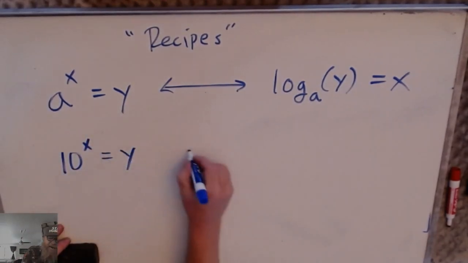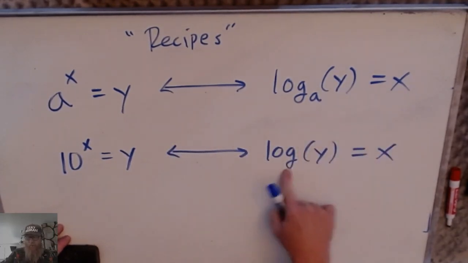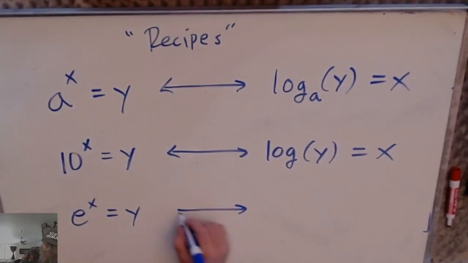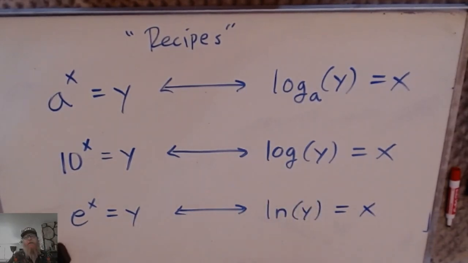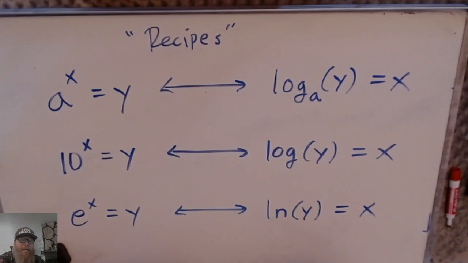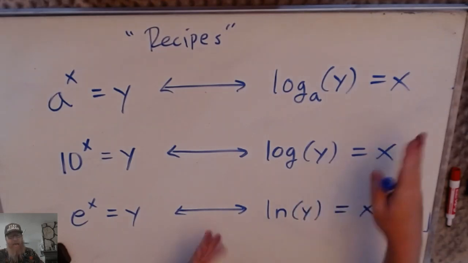If the base is 10, then you may omit the base and just write the word log. And if the base is e, you may write ln, natural log. Notice the y goes inside the parentheses. That's the argument. The x goes outside, equal to x. That's the exponent. Pretty easy to remember. X, exponent. Y, argument. Why are we arguing? That's the argument. X, exponent.